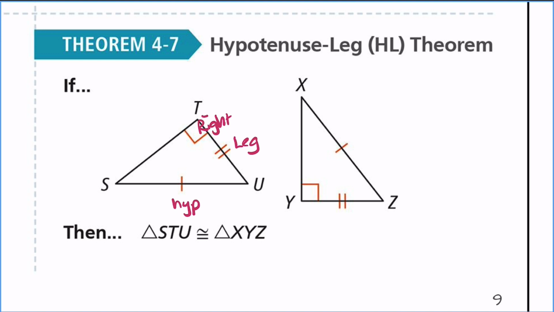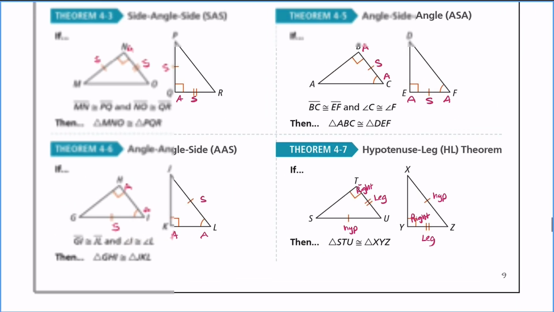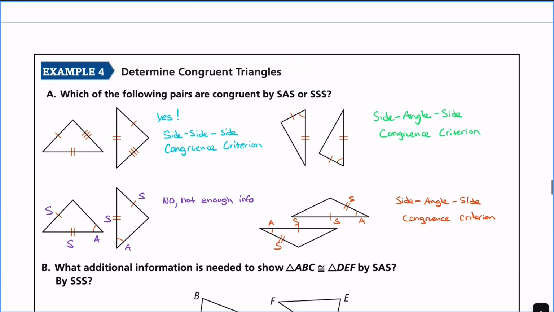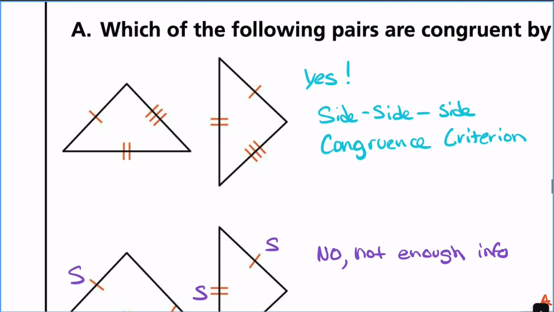So if you're tempted to write SSA, make sure that it doesn't work unless you have a hypotenuse, a leg, and a right angle. And that's my check. So now we're just going to go through and do different examples. We started with this one. We said that these two triangles are congruent by side, side, side.